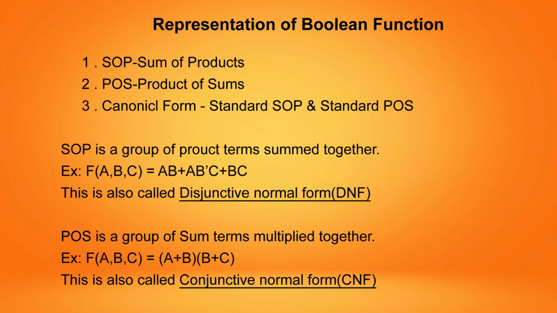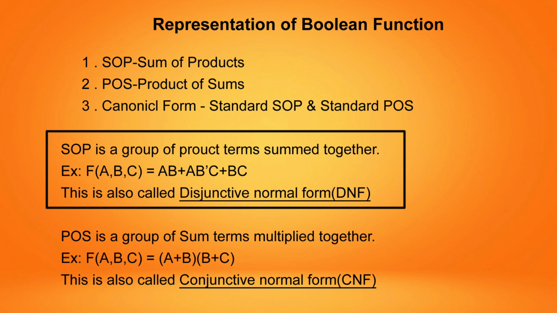First one is sum of product form, also known as SOP. The definition here is SOP is a group of product terms summed together. For example, f of ABC equal to AB plus AB dash C plus BC. This expression is in SOP form. Here, product terms are added together. This is also called disjunctive normal form.